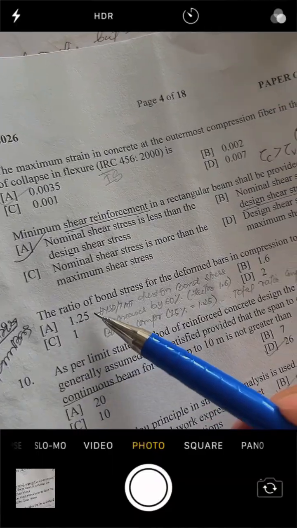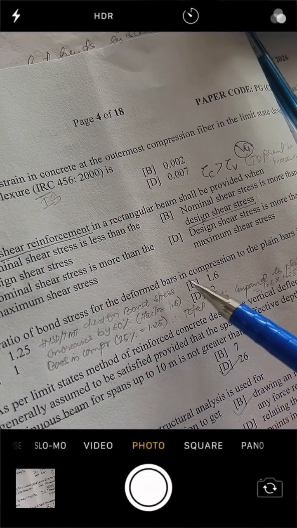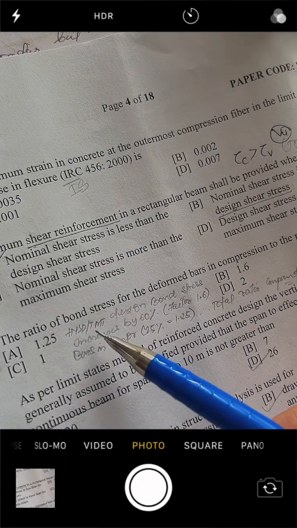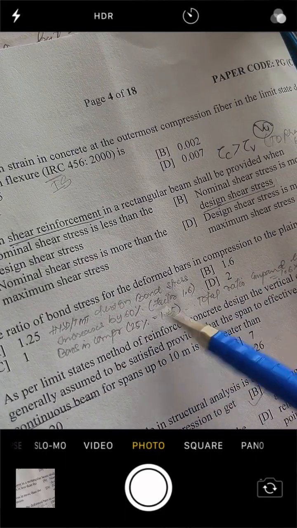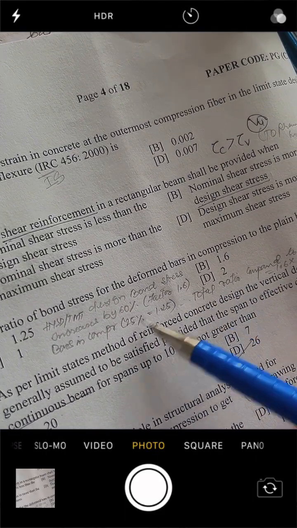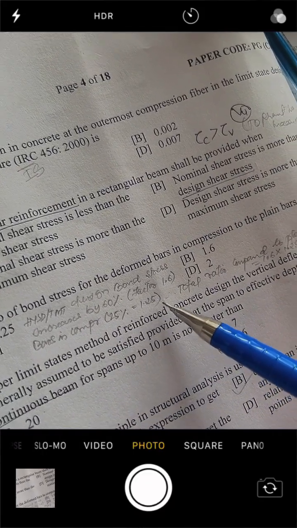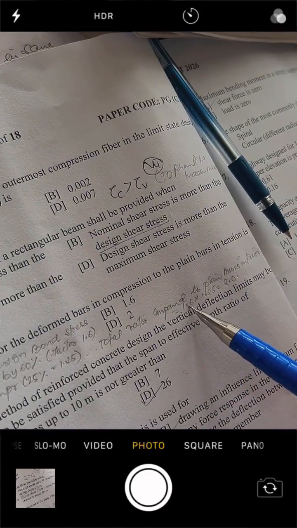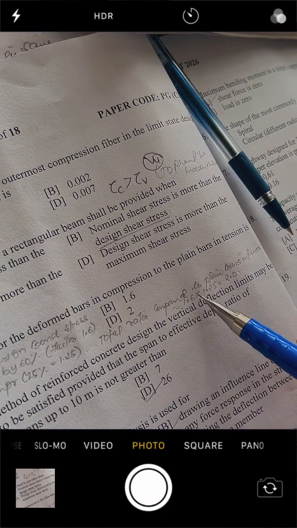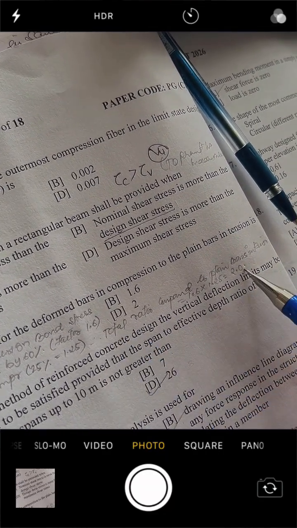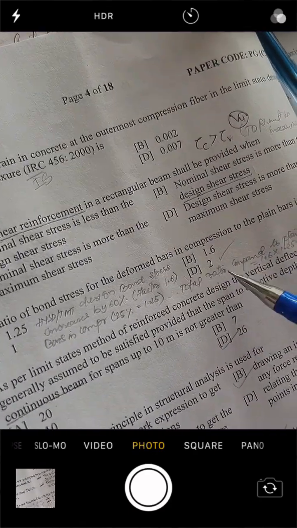Question number 9. The ratio of bond stress for deformed bars in compression to plain bars in tension. For HYSD or TMT bar design, bond stress increases by 60%, so the factor will be 1.6. For bars in compression, it is increased by 25%, so the factor will be 1.25. Therefore the total ratio of deformed bars in compression to plain bars in tension is going to be 1.6 into 1.25, which is basically 2.0. So this would be our answer.